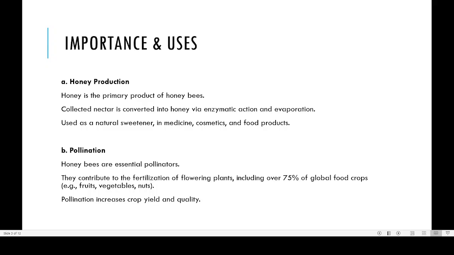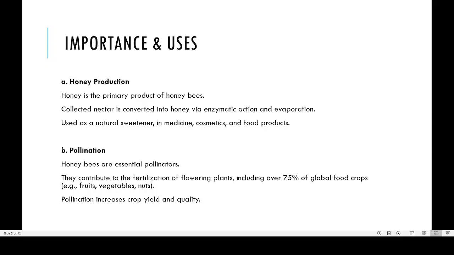So collected nectar is converted into honey by enzymatic action and evaporation. The honeybees will be taking nectar from the flower, which they will convert into honey with the help of some enzymes in their body. So this is how honey is actually produced. So there are a lot of uses for honey. One, it is a natural sweetener.